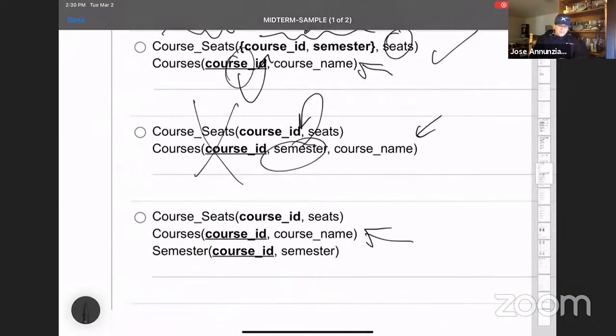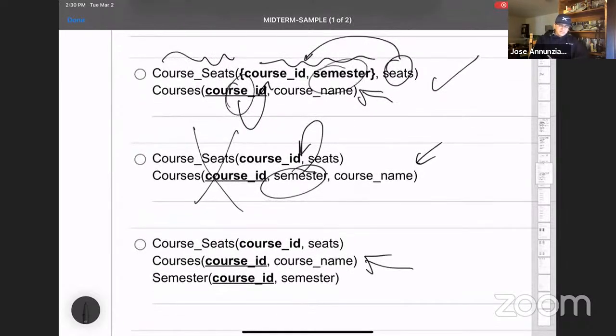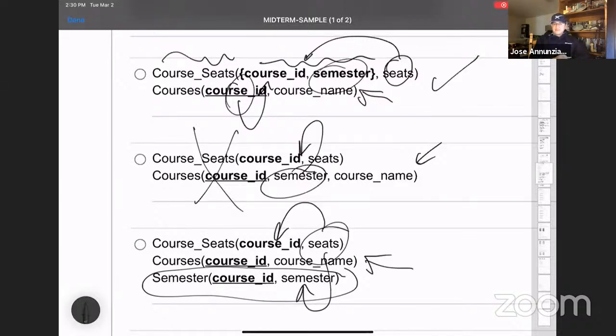We seem to have again split the semester into its own table. I think that's an overkill, and now we kind of lost the fact that the seats are different for every combination of course and semester. We lost that information, right? Before, we knew that you have different seats for the same course for different semesters. We lost that from the original.